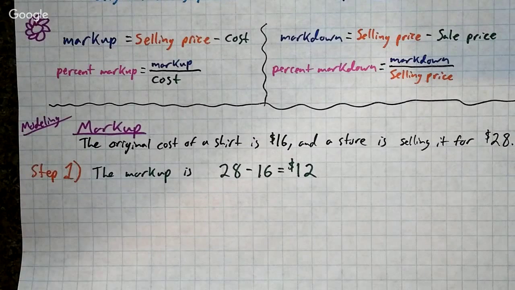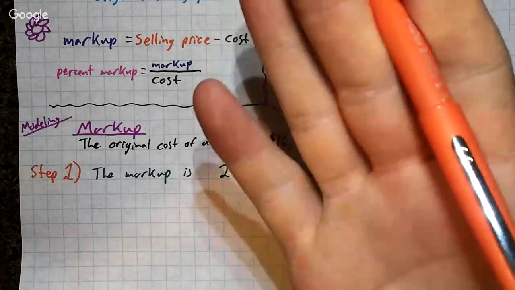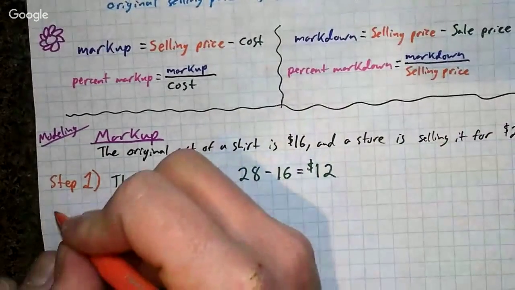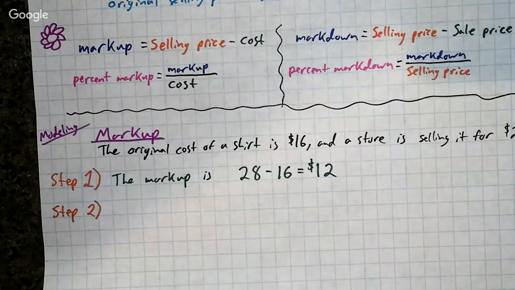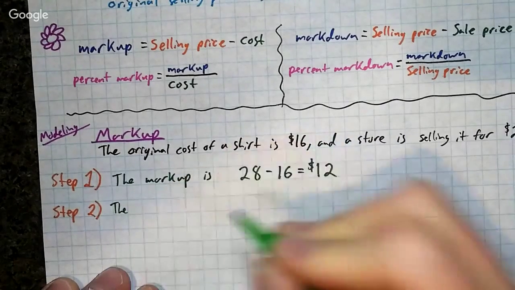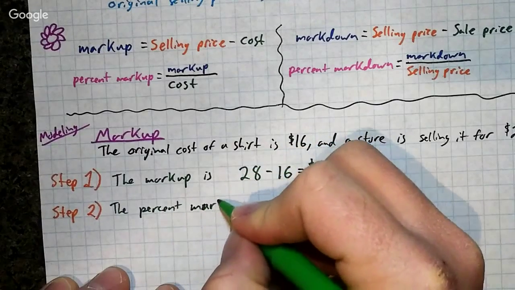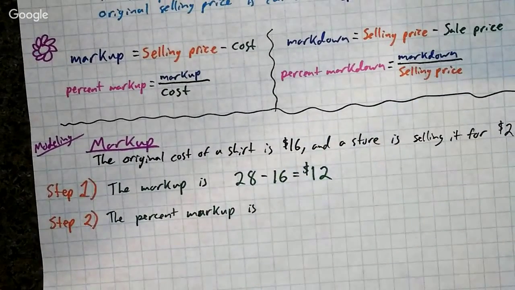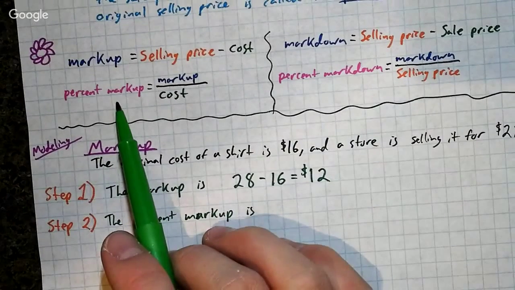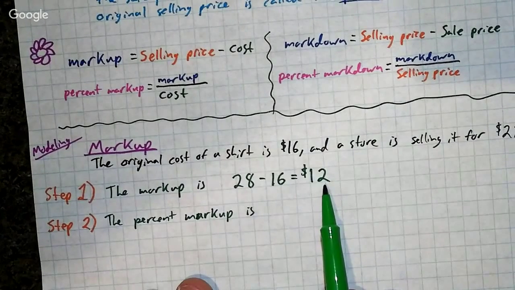Okay, now that's a pretty simple one. That's just a subtraction problem. You can even add from 16 to 28, 17, 18, 19, 20, 21, and you can figure that out. Well, let's go to the more difficult part now, which is step 2, when we start to figure out our percentage, the percent markup. What we have to do to find the percent markup is put the markup over the cost. Well, we know the markup now, and we know the cost.